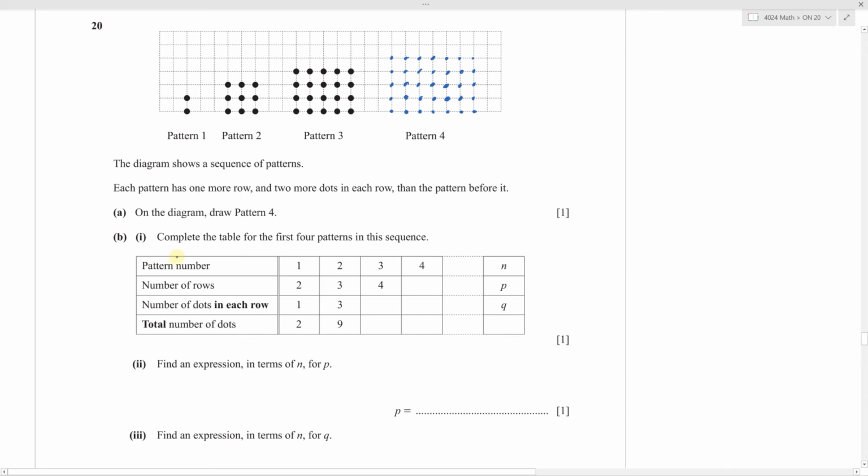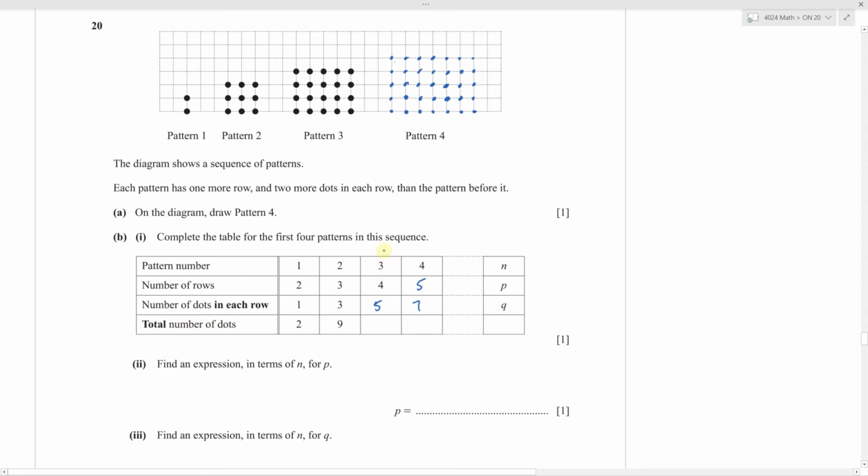So part B1 is complete the table for the first 4 patterns in the sequence. So in pattern 4, your number of rows, you have 1, 2, 3, 4, 5 rows. In pattern 3, number of dots in each row. So in pattern 3, you have 1, 2, 3, 4, 5. So this will be 5 dots in pattern 3. And then pattern 4, you have 7 dots in each row. So 7. Total number of dots.